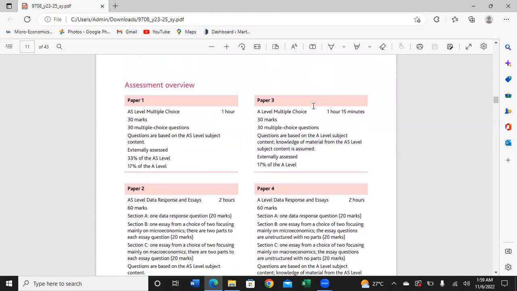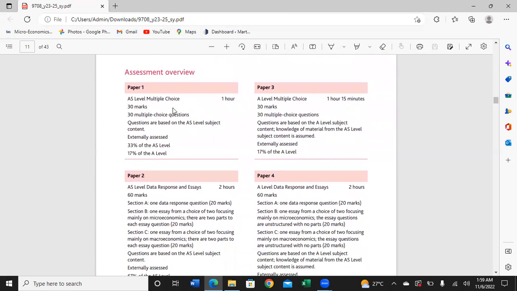So paper 1 includes the multiple choice questions, 1 hour, 30 MCQs, 30 marks, no negative marking. Questions are based on the AS level subject contents. Externally assessed, 33% of the AS level, 17% of the A level.